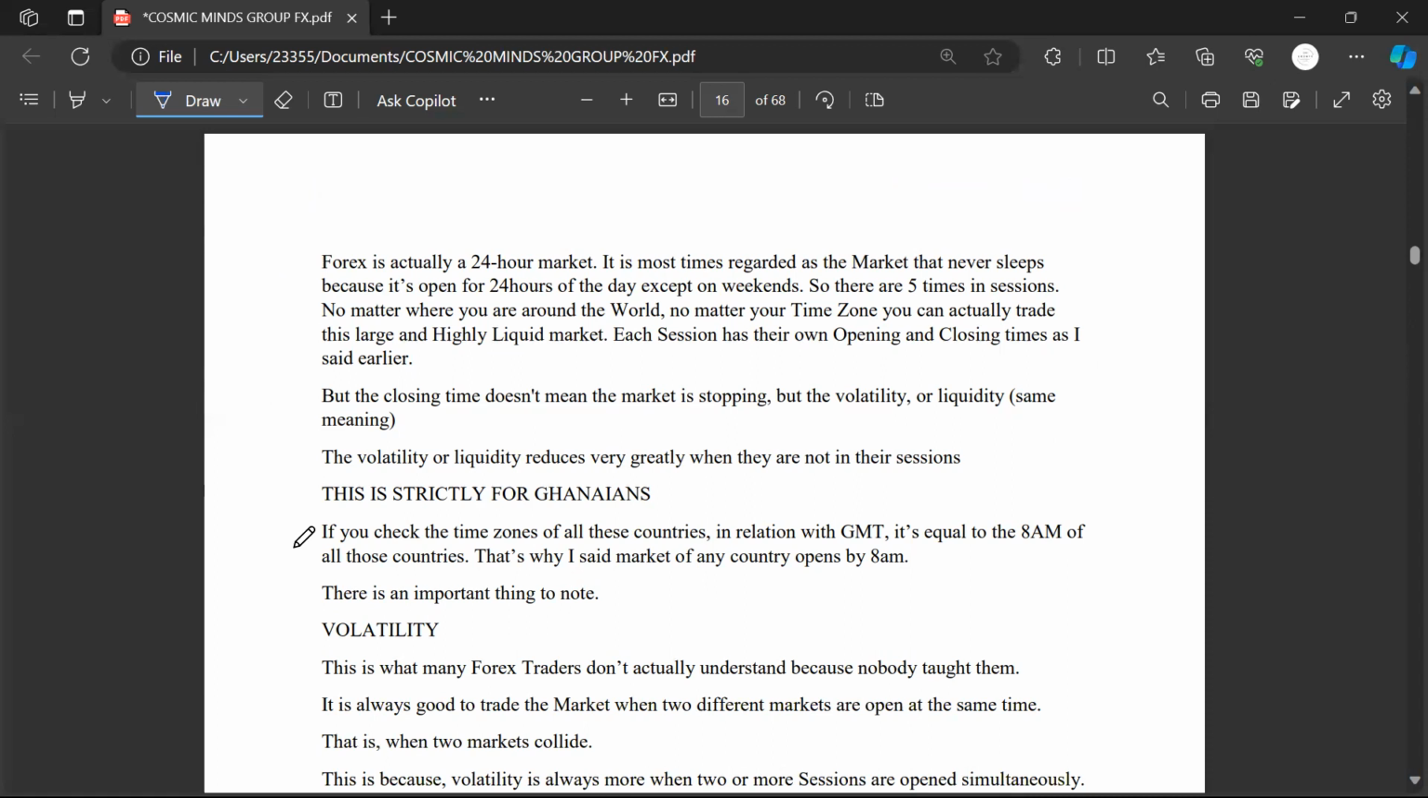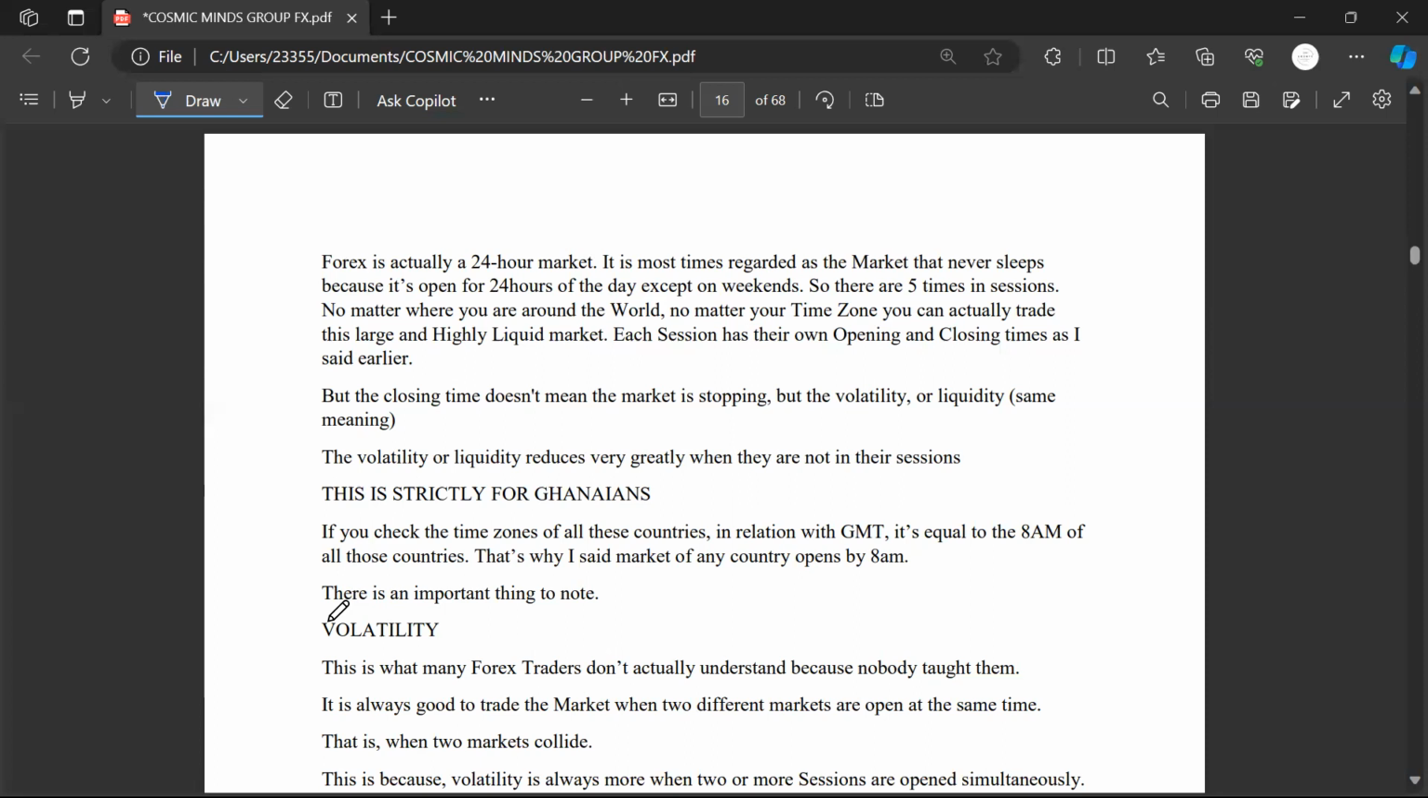No matter where you are around the world, no matter your time zone, you can actually trade this large and highly liquid market. Each session has its own opening and closing times, as I said. Even though forex is traded within 24 hours in the broad sense, we have sessions within them, and the sessions have their own opening and closing.